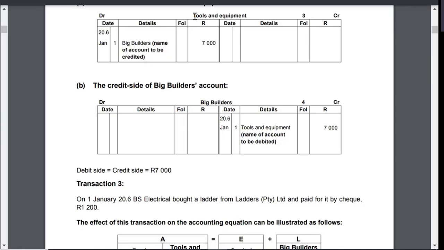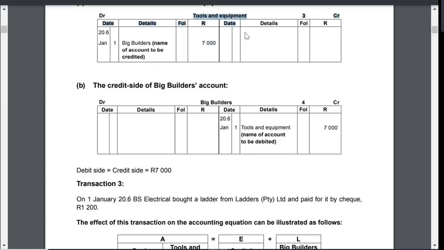We can't say tools and equipment debit and also creditors debit. Can you see? We can't. There should be a debit and a credit and an amount. So in this case, the debit is tools and equipment. The credit is Big Builders, which is a creditor, and the amount for both is 7,000. So the double entry principle says there should be a debit with a matching credit and an amount. The amount is the 7,000.